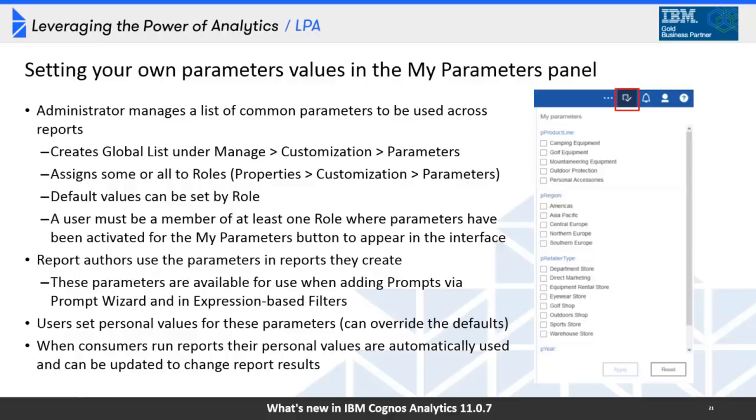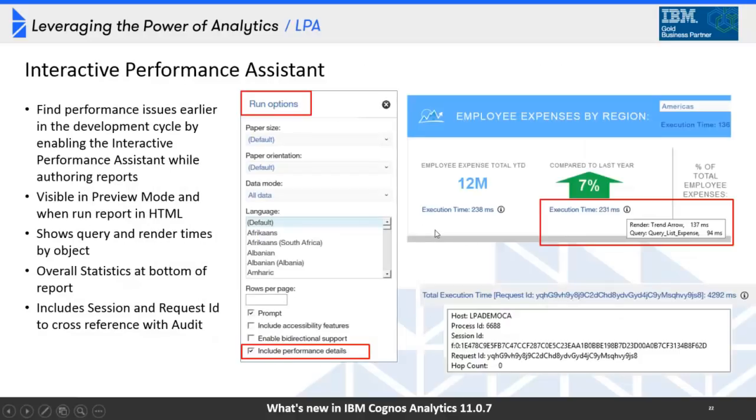We just don't have time to go through it end-to-end, but I will show you a report that uses them and how that report was written very quickly. I'll also show you the interactive performance assistant. You turn this on while you're authoring. You go to the Run options. The very last option is Include Performance Details.